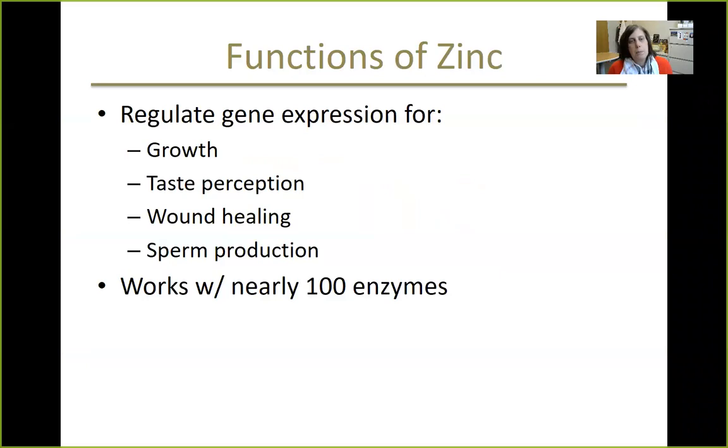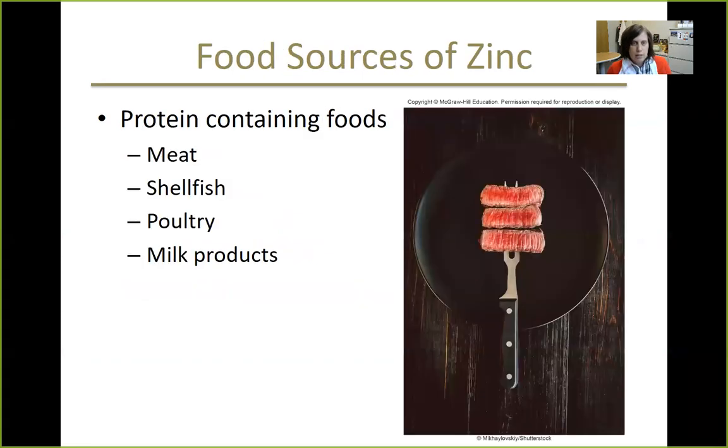What about zinc? Zinc is also critical in the body. Specifically, it's related to gene expression. So it interacts with the DNA in the cell, and it can lead to growth. It leads to certain types of taste perceptions. It's important for wound healing and for sperm production. And as I mentioned at the bottom here, it interacts with over 100 enzymes in the human body, so it becomes very critical in many pathways.